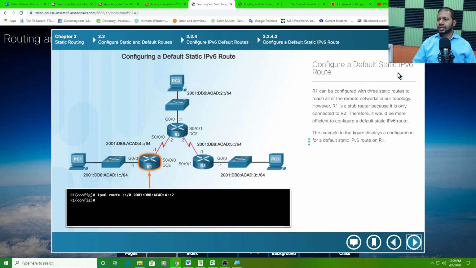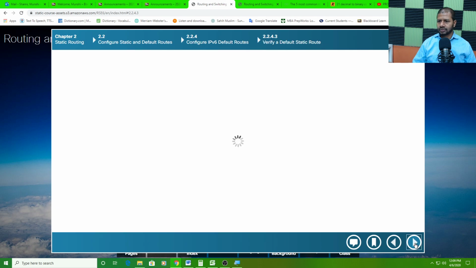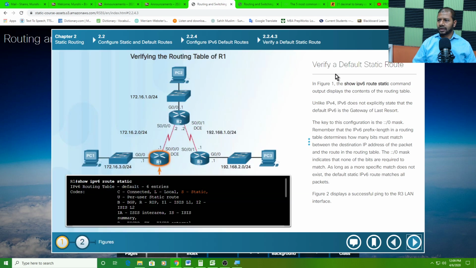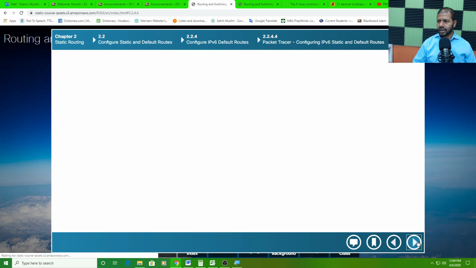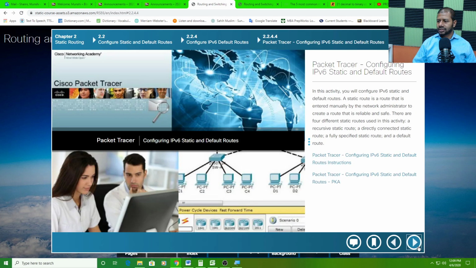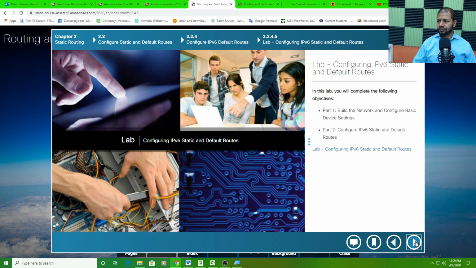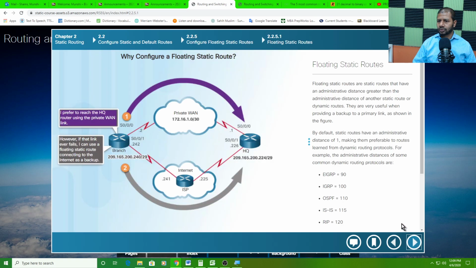Configure a default static IPv6 route. It's just asking you to do that. Verify a default static route. How do I verify? Again, show command. Show IPv6 route static command. Not much to learn here. Packet Tracer. Next. Move on and keep on going. Floating static route.